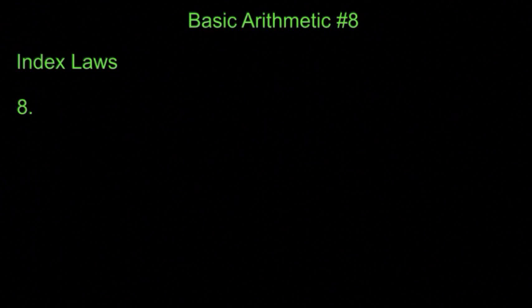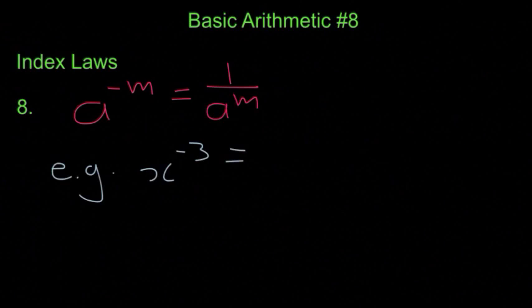The 8th law is the negative index law. If I have a to the power of minus m, that's equal to 1 over a to the power of m. An example might be, if I have x to the power of minus 3, that's equal to 1 over x to the power of 3.